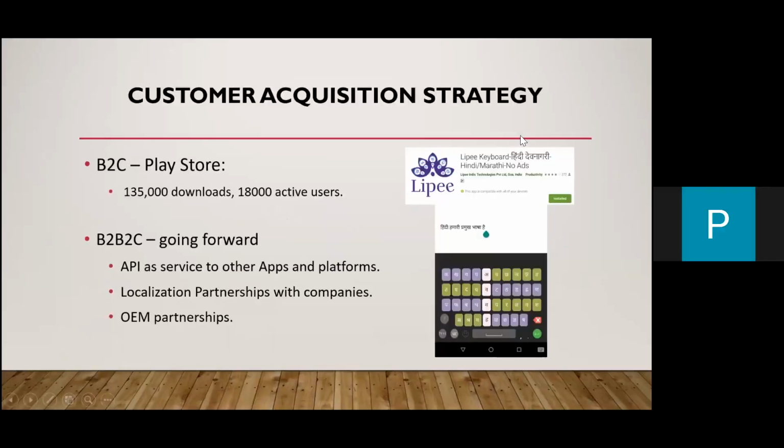The current way B2C is to go through Play Store, which is what we do. But going forward, in order to scale rapidly, we would like to use the B2B2C route, giving APIs as a service to other apps. We have localization partnerships, other companies, OEM partnerships, and that's the way of the future. So right now we have a fantastic set of users to do our testing and so on, so we can actually understand the demands. But going forward, we're going to go for B2B2C. Next slide, please.